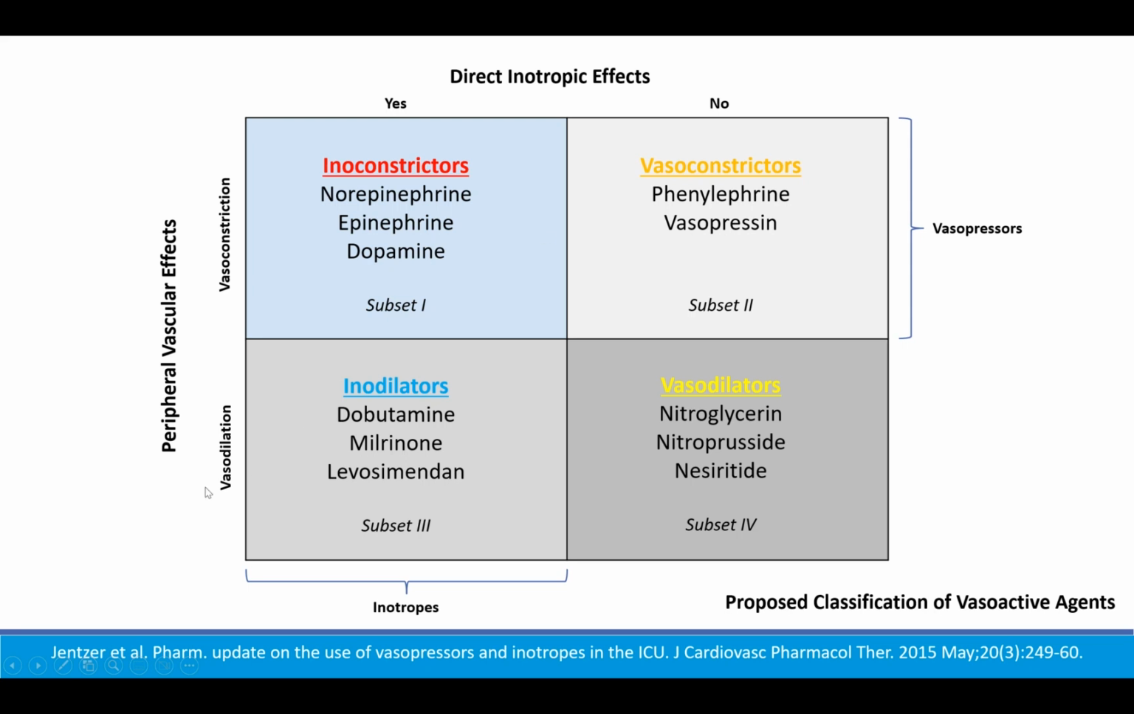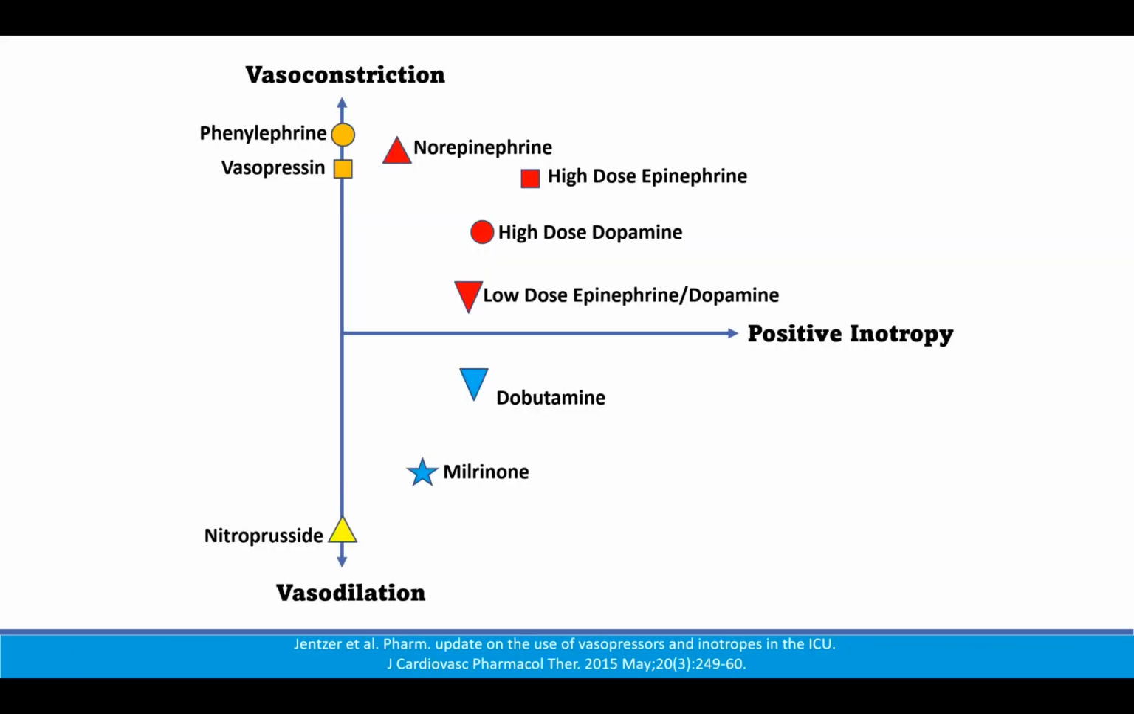If we have vasodilatation effects with inotropic effects, those are inodilators, such as dobutamine, milrinone, and levosimendan. On the other hand, agents that do not have any inotropic effects but are vasodilators are called vasodilators, such as nitroglycerin, nitroprusside, or nesiritide. You can see these agents also on this graph here nicely.